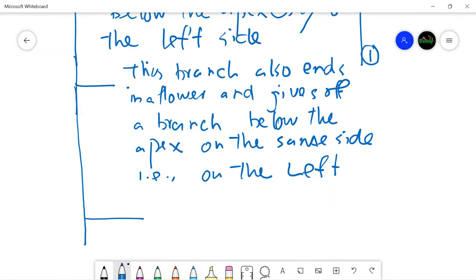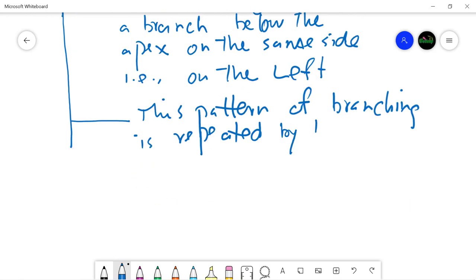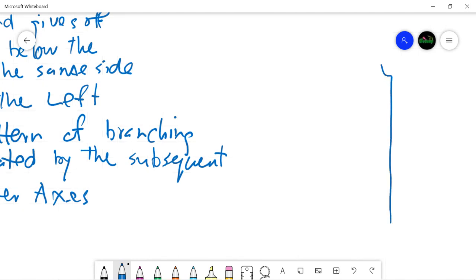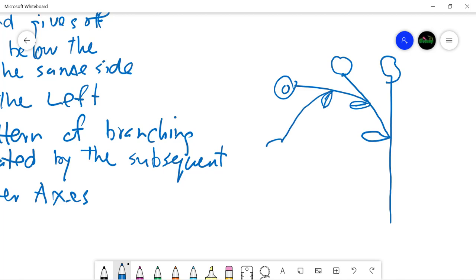And now to wrap up, instead of writing it again and again, we can simply write a single sentence that this pattern of branching is repeated by the subsequent daughter axis. So this main axis ended in a flower and it produces a branch on the left side, it again ended in flower, and it will produce a single branch below the apex, on the same side, on the left side, and it will end in a flower and produce a branch. It will end in a flower and it will produce a branch, and this process is repeated by the subsequent daughter axis.